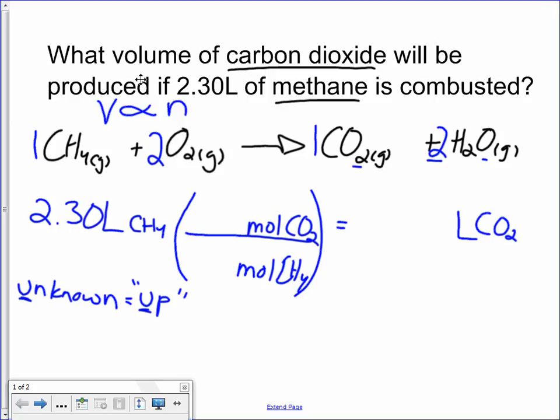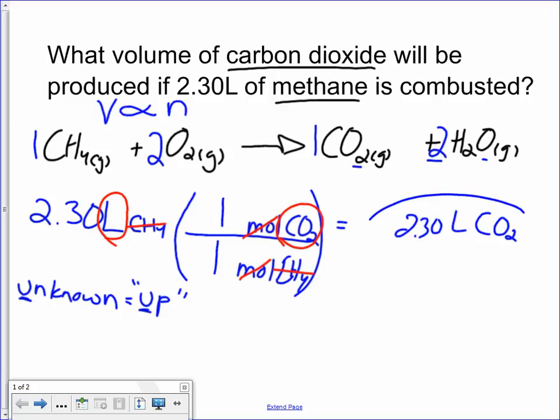So my unknown is the CO2. Now we just substitute in the mole ratio, which is the coefficients. So I have 1 mole of CO2 per 1 mole of CH4. If we look at our units, moles cancel, CH4 over CH4 cancels, so we're left with liters of CO2. Because it's a 1-to-1 ratio, the volume of CO2 that we're going to produce will be equal to 2.30 liters. Oops, and I wrote liters twice. 2.30 liters of CO2.